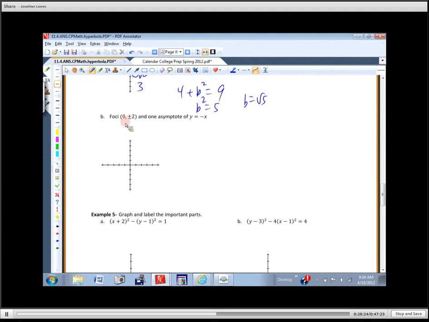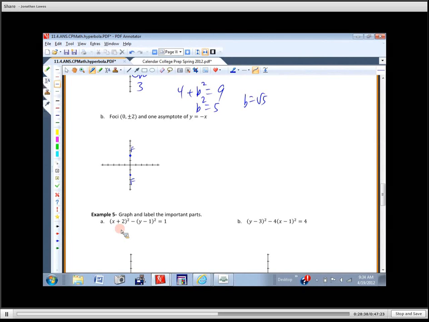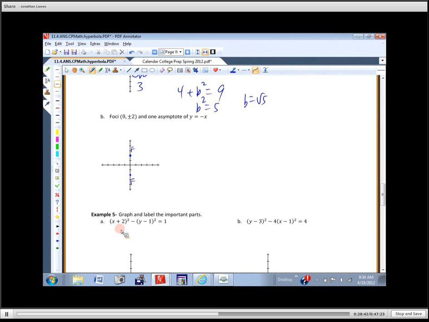If we sketch these, 0, plus and minus 2, I've got a focus here and I've got a focus here. Which variable's positive? Y's got to be positive because it's going to open up and down. If those foci are stacked on top of each other, one branch has got to open up, the other branch has got to open down. So y is going to be positive. Since the center is 0, 0, right in the middle of the two foci, we're going to have a y squared and a minus x squared.